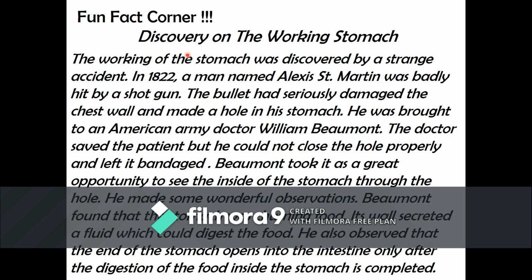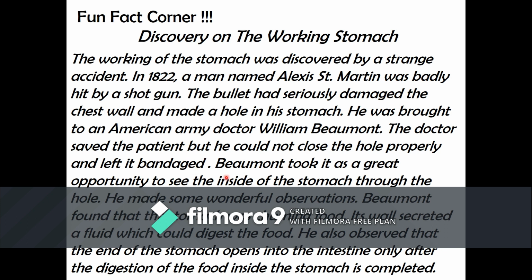Now there is a fun fact corner: how the working of the stomach was discovered. It was discovered by a strange accident. In 1822 Alexis St. Martin was badly hit by a shotgun and the bullet had seriously damaged the chest wall and made a hole in his stomach. He was brought to an American army doctor, William Beaumont, and the doctor saved the patient, but he could not close the hole properly and left it bandaged.